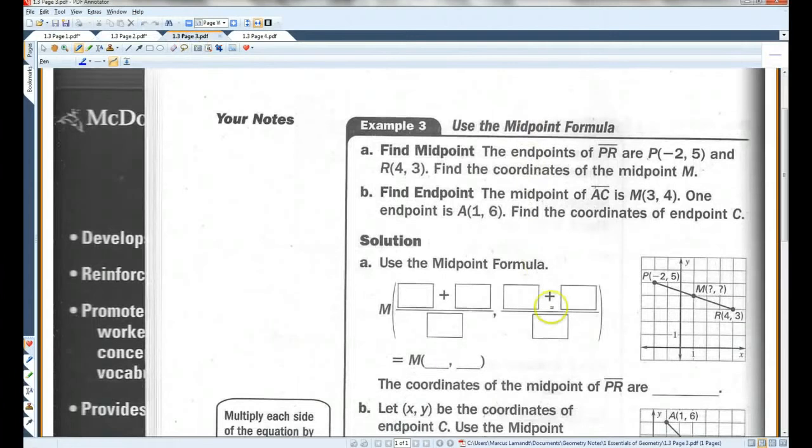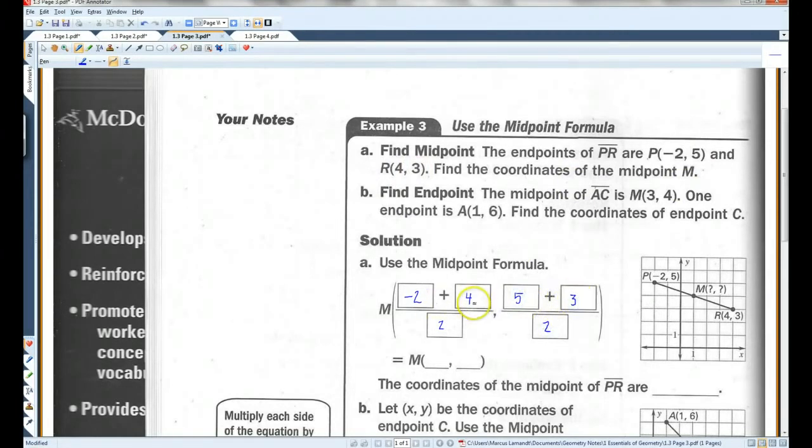So for example, if we are trying to find the midpoint between negative 2, 5 and 4, 3, this is how we do it. The x coordinates are negative 2 and 4. So add them together and divide by 2. The y coordinates are 5 and 3. So add them together and divide by 2.